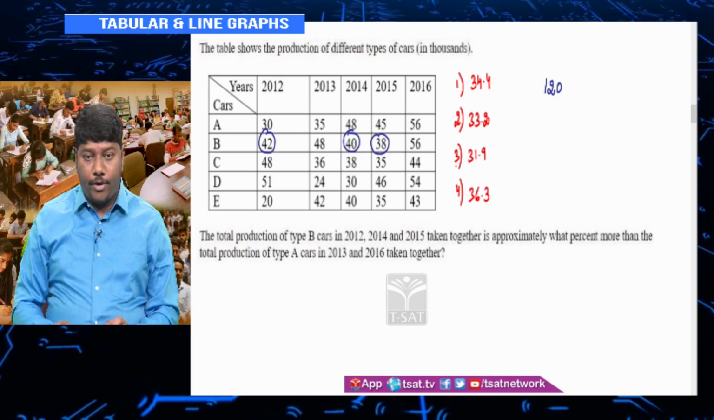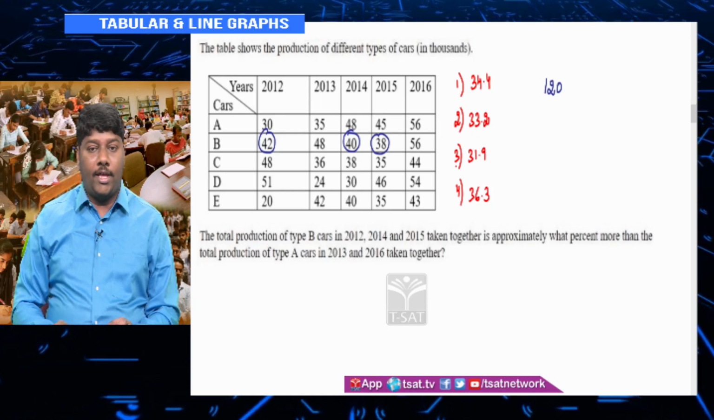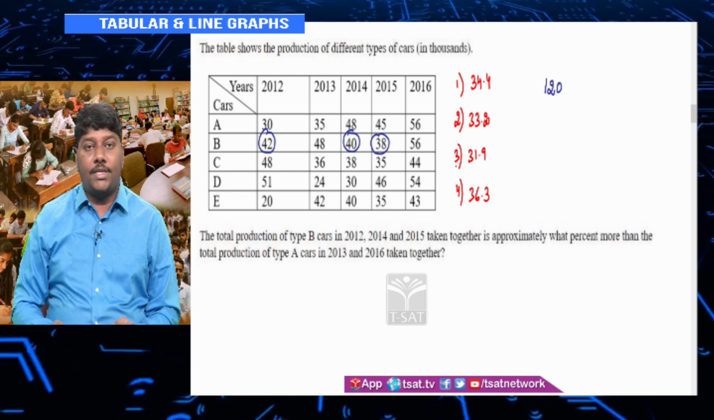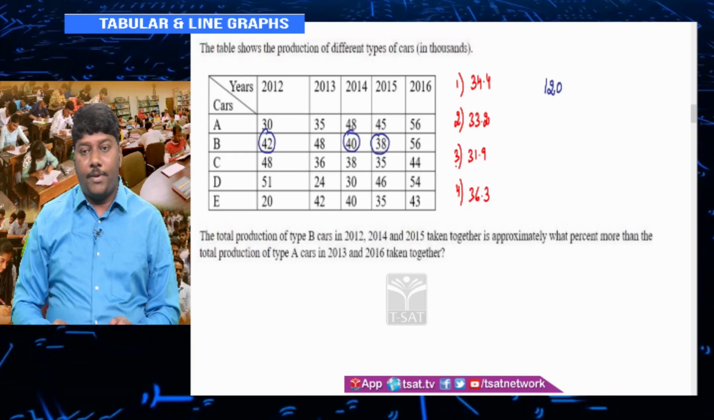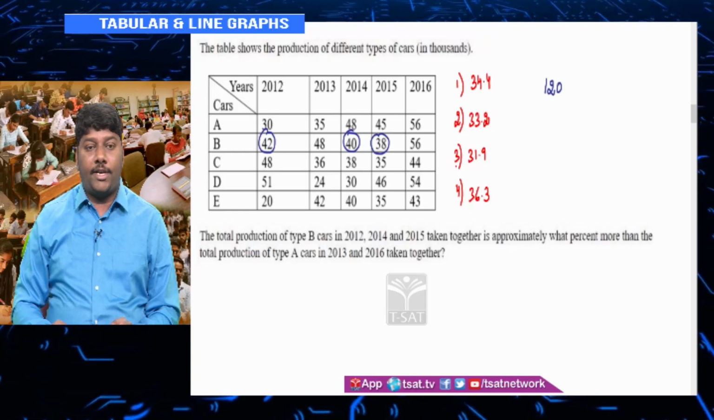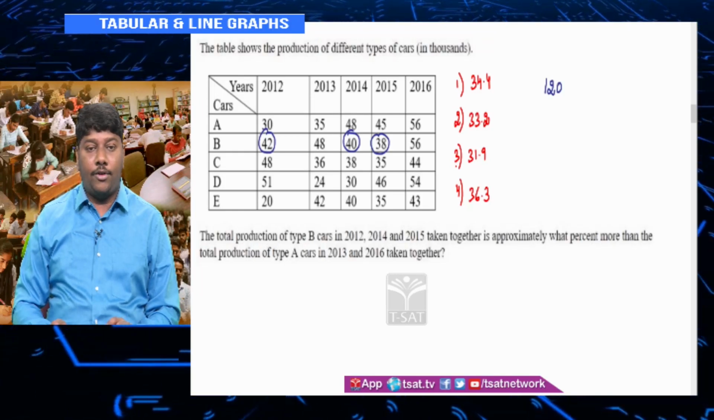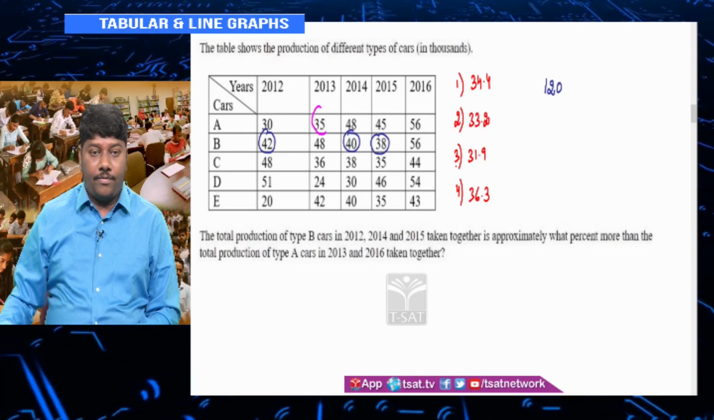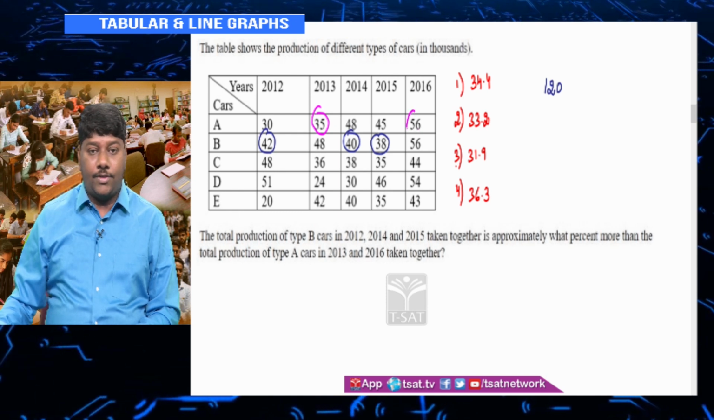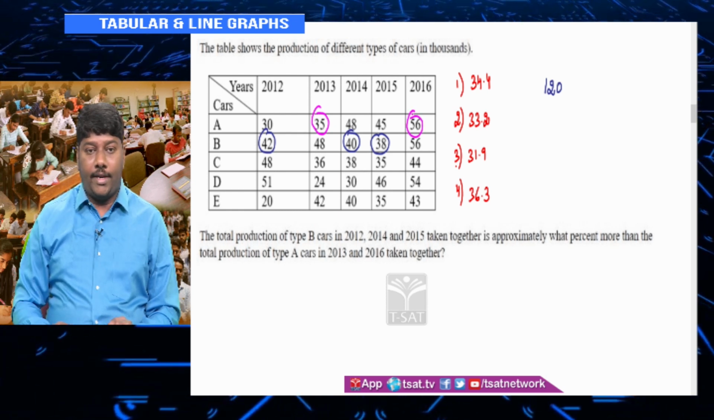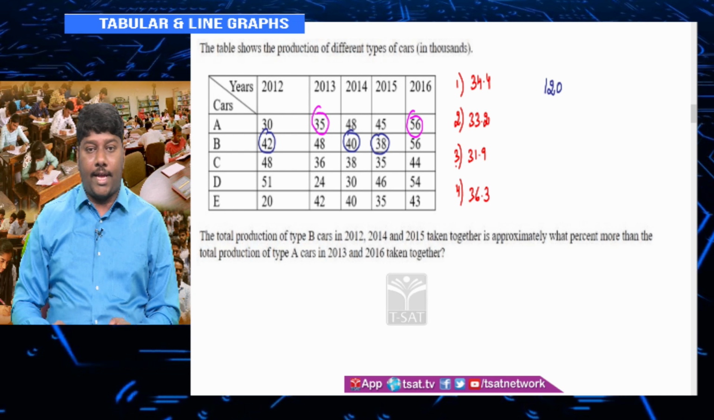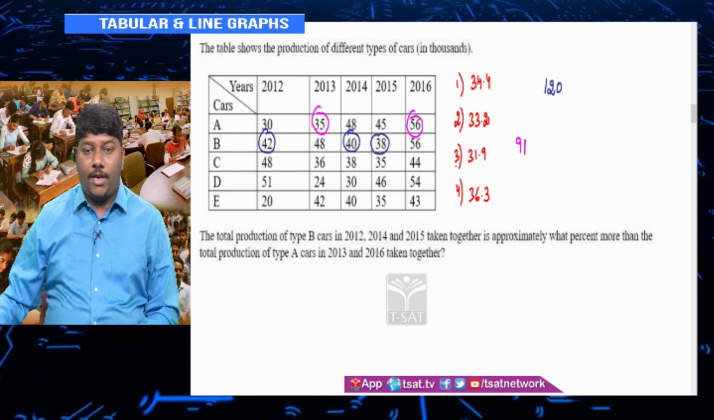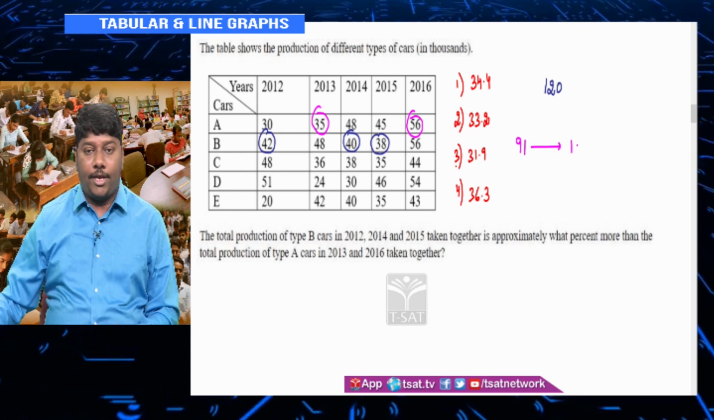Taken together is approximately what percent more than? When I say percentage more, the meaning is what is the percentage increase. So what percent more than the total production of type A cards in 2013 and 2016? Type A cards in 13 is 35. Type A cards in 16 is 56. Therefore, 35 plus 56 is 91. So when compared to 91, 120 is how much more I am asking you.